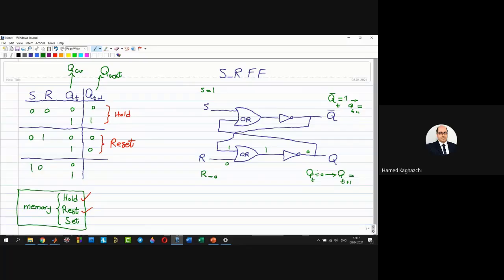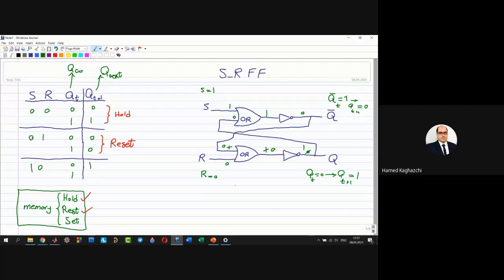This 0, look at here, this 0 again comes here, 0, and S is 1: 0, 1, 1, 0. Now this Qt plus 1 changes to 0. Now I have 0 here: 0, 0, 0, 0, 1, 0, not 1. The Qt is 0, the Qt plus 1 is 1.